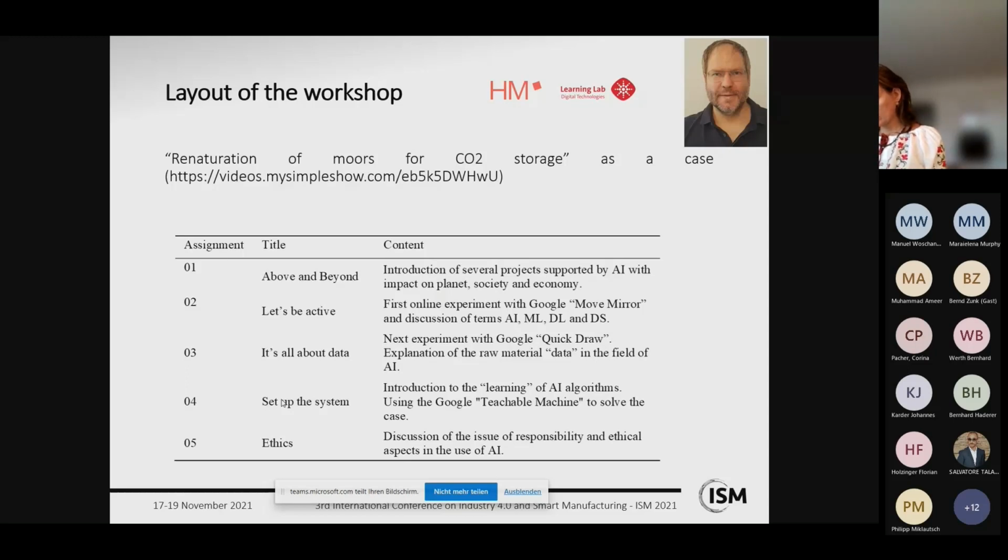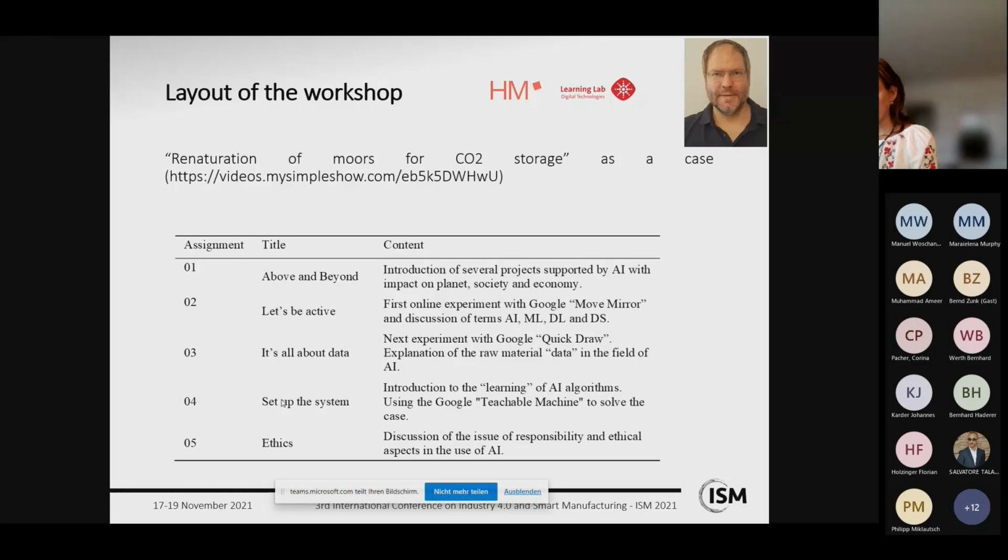And then we really start giving them their own project, which is a learning project with an AI algorithm, again using a Google Teachable Machine. In that case, we have satellite data. The satellite data shows in some cases moors, and moors can be very helpful because they can store a lot of CO2. However, in order to store CO2, those moors have to have a certain water level. If there is too much water, it's not good. If there is not enough water, it will actually even release CO2 emissions.